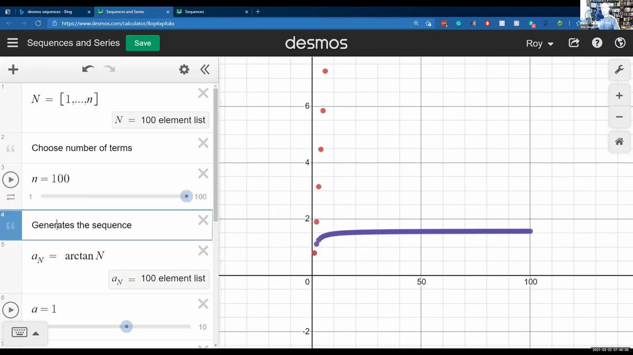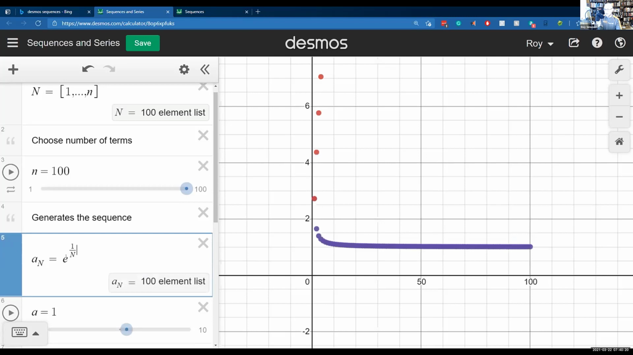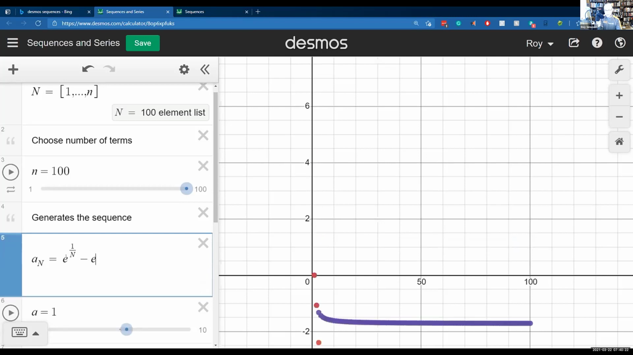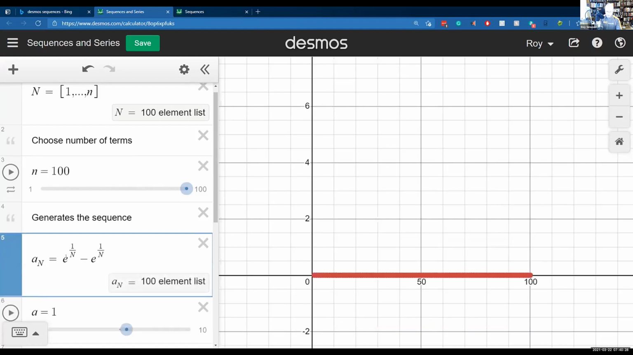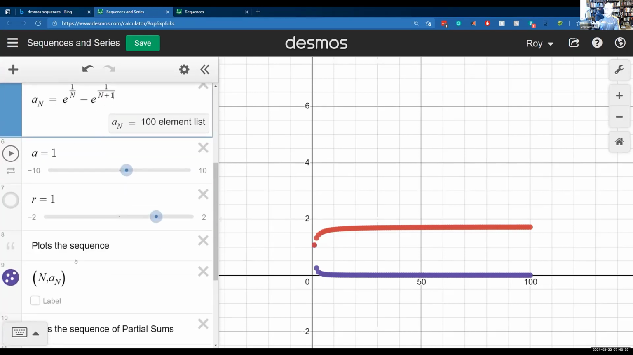The sequence that we want to deal with in our case is e to the 1 over n minus e to the 1 over n plus 1. Notice the n here is going to be a capital. So I'm going to go ahead and type that in. E raised to the 1 over n minus e raised to the 1 over n plus 1. Okay. And then, so that's our sequence, our base sequence. I'm not 100% sure what this a is, so I'm going to ignore that for now. And then plots the sequence.